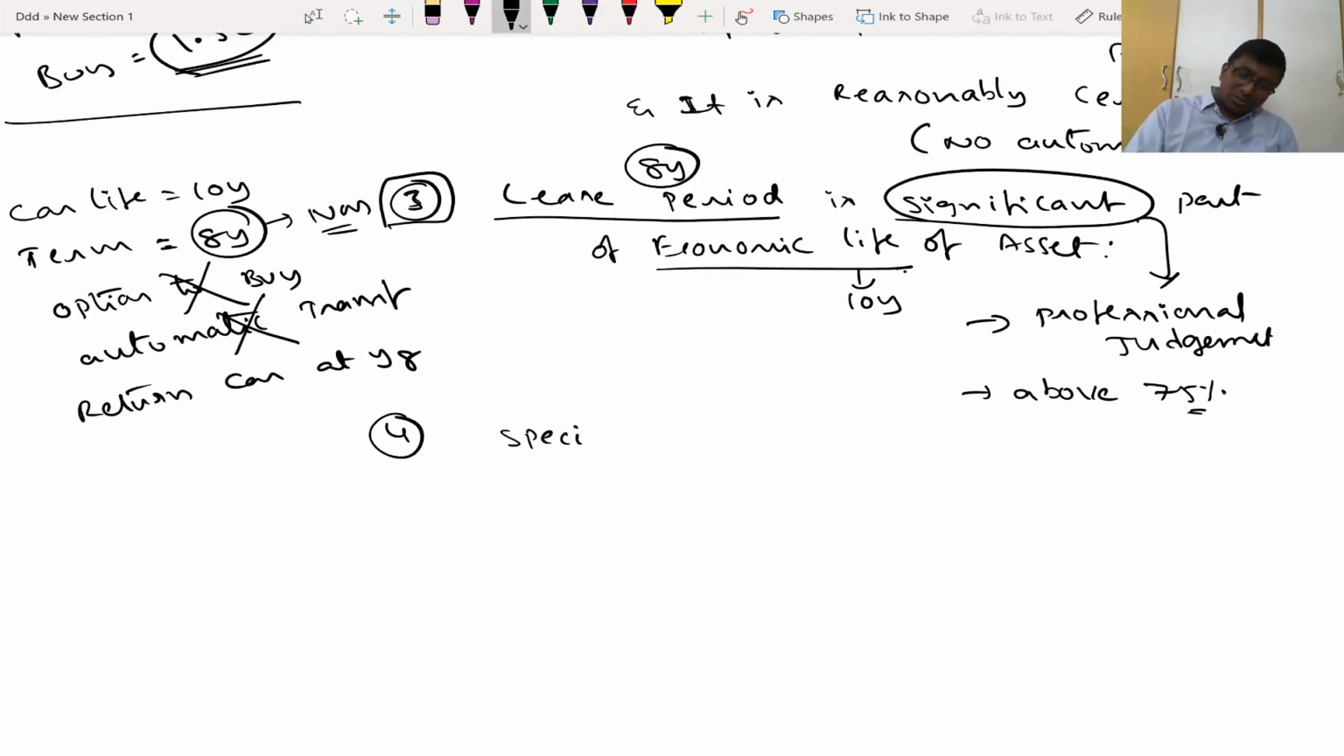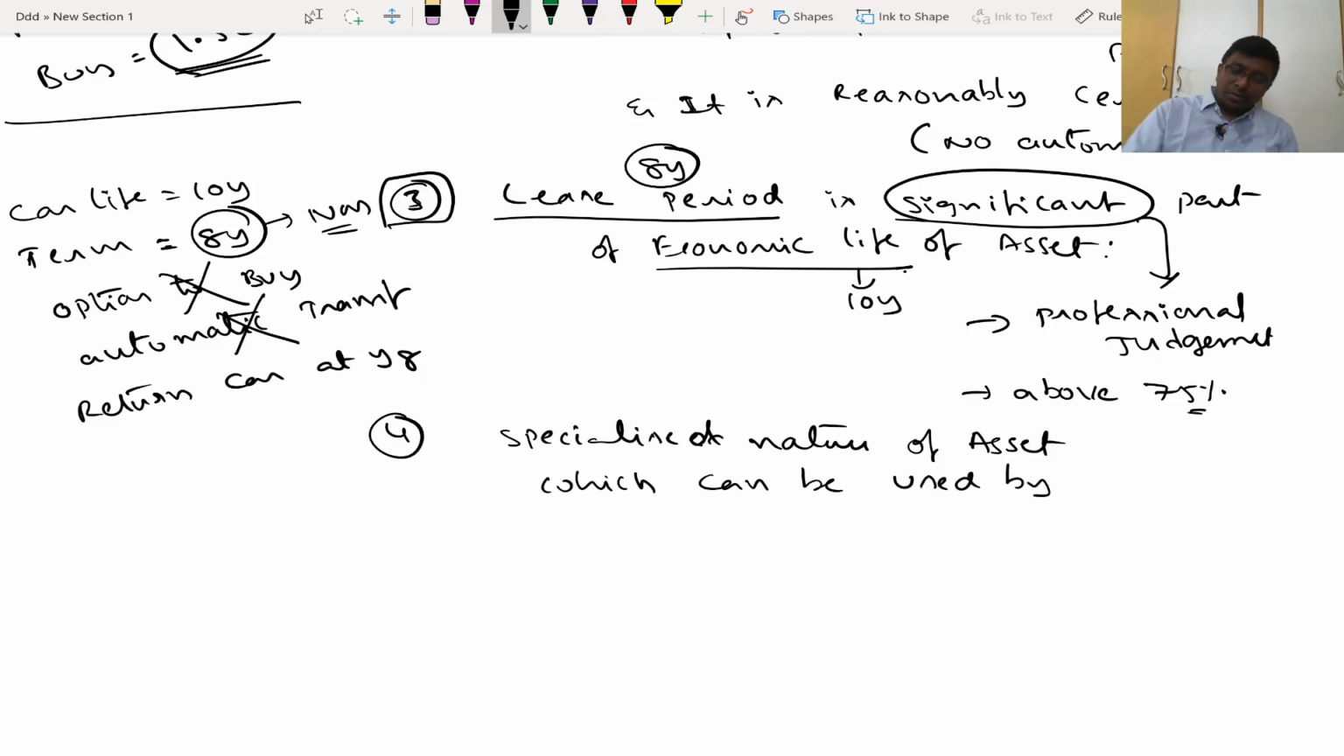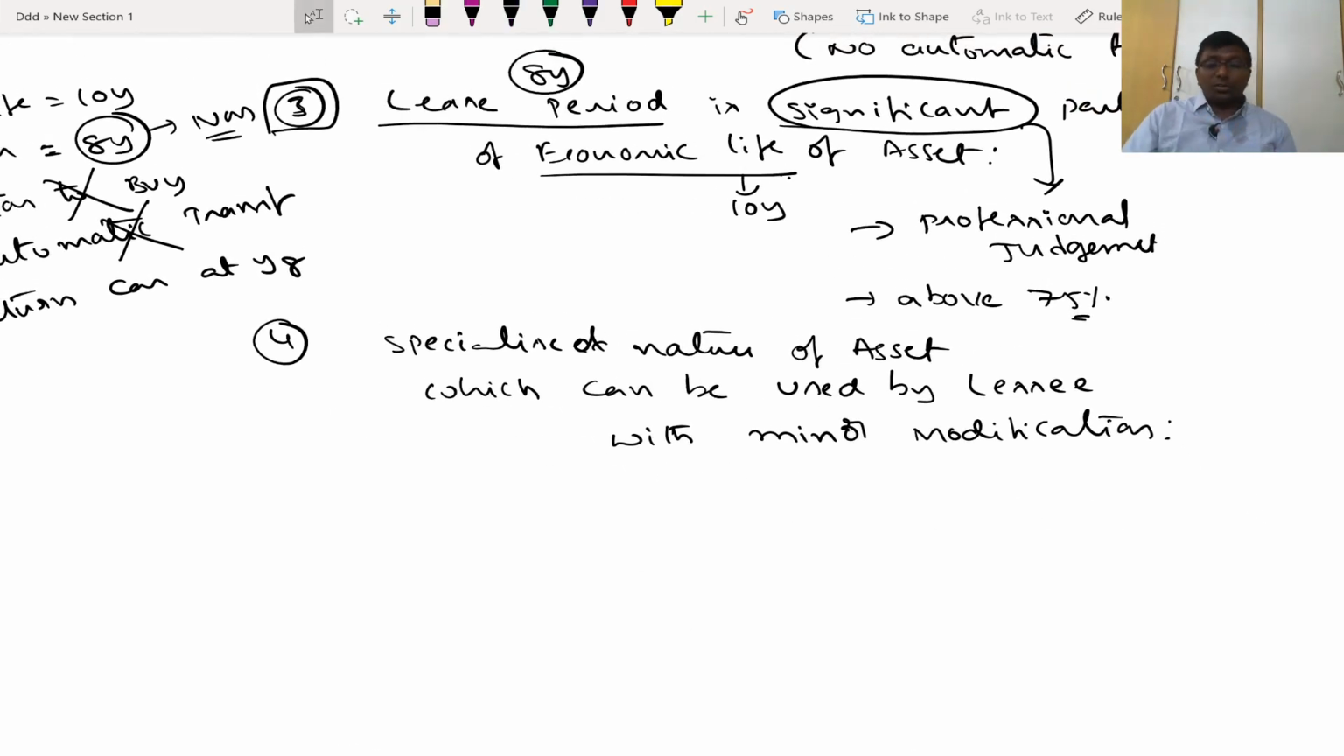The fourth one is the specialized nature of the asset, which can be used by the lessee with minor modification. That means others cannot use it with minor modification. Others have to do major modifications.